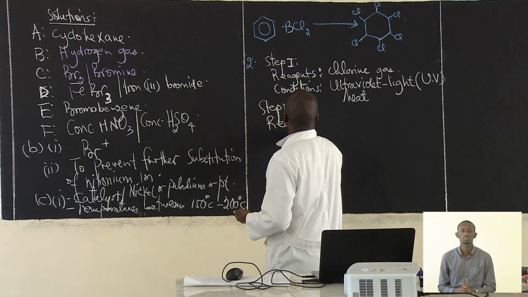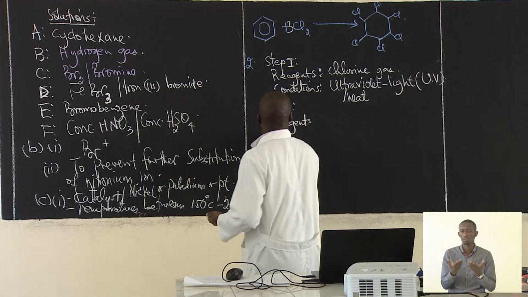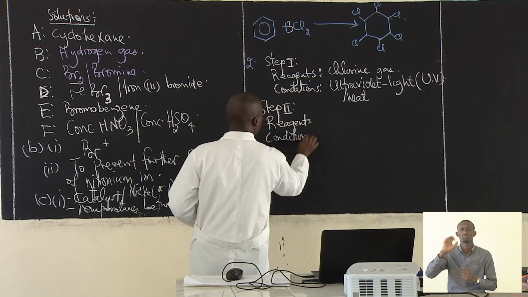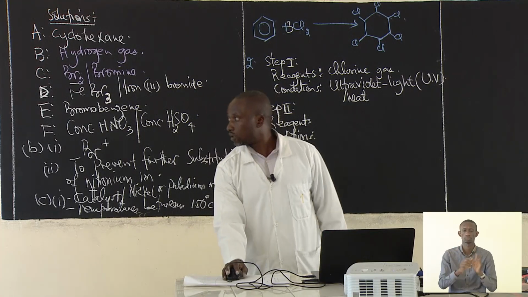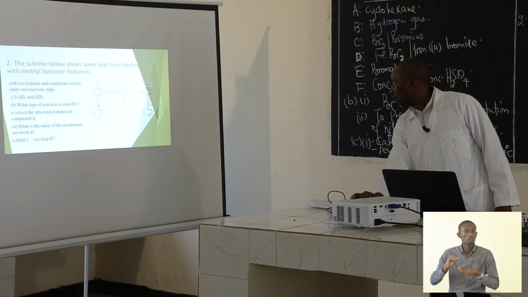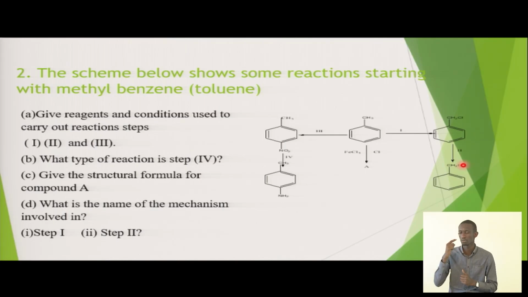So we need reagents and then conditions. What are the reagents for step number 2? Number 2 is here. So we are seeing OH substituting this. The reaction is only taking place on that one. You see the chlorine being substituted by the OH. So what does that mean? That is a nucleophilic substitution.